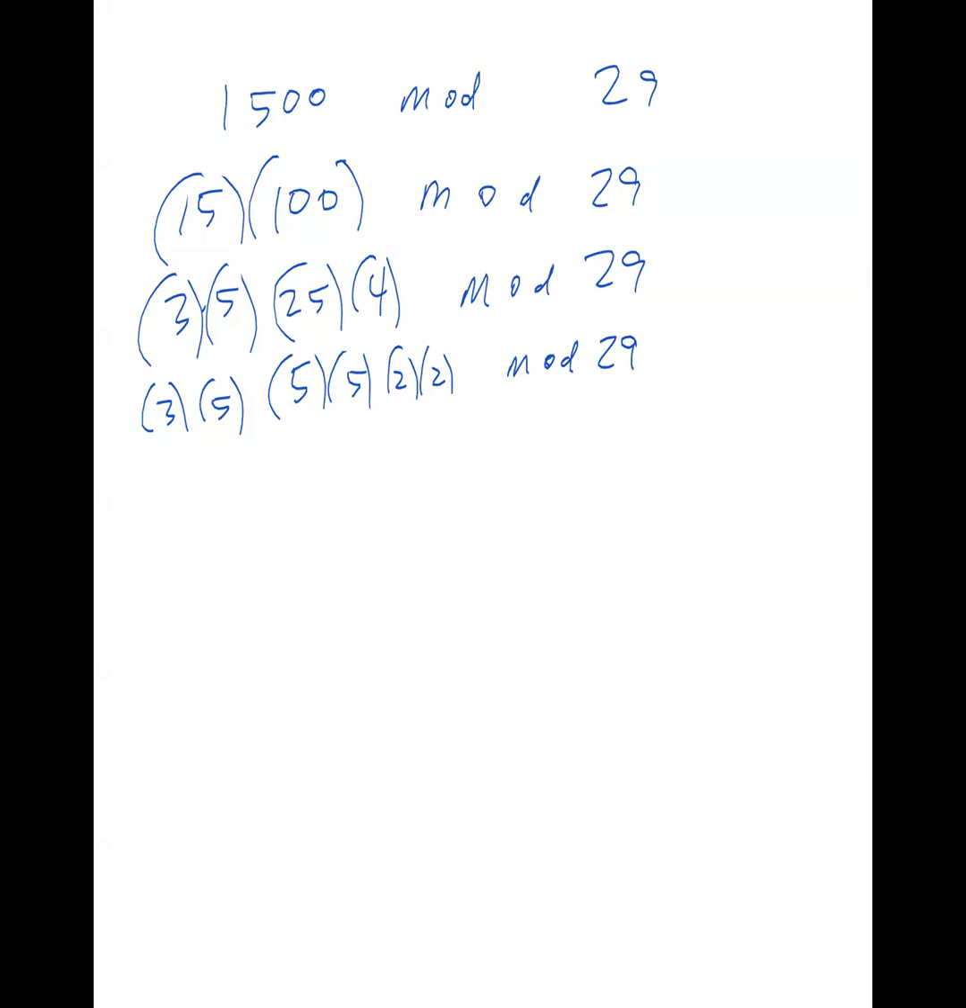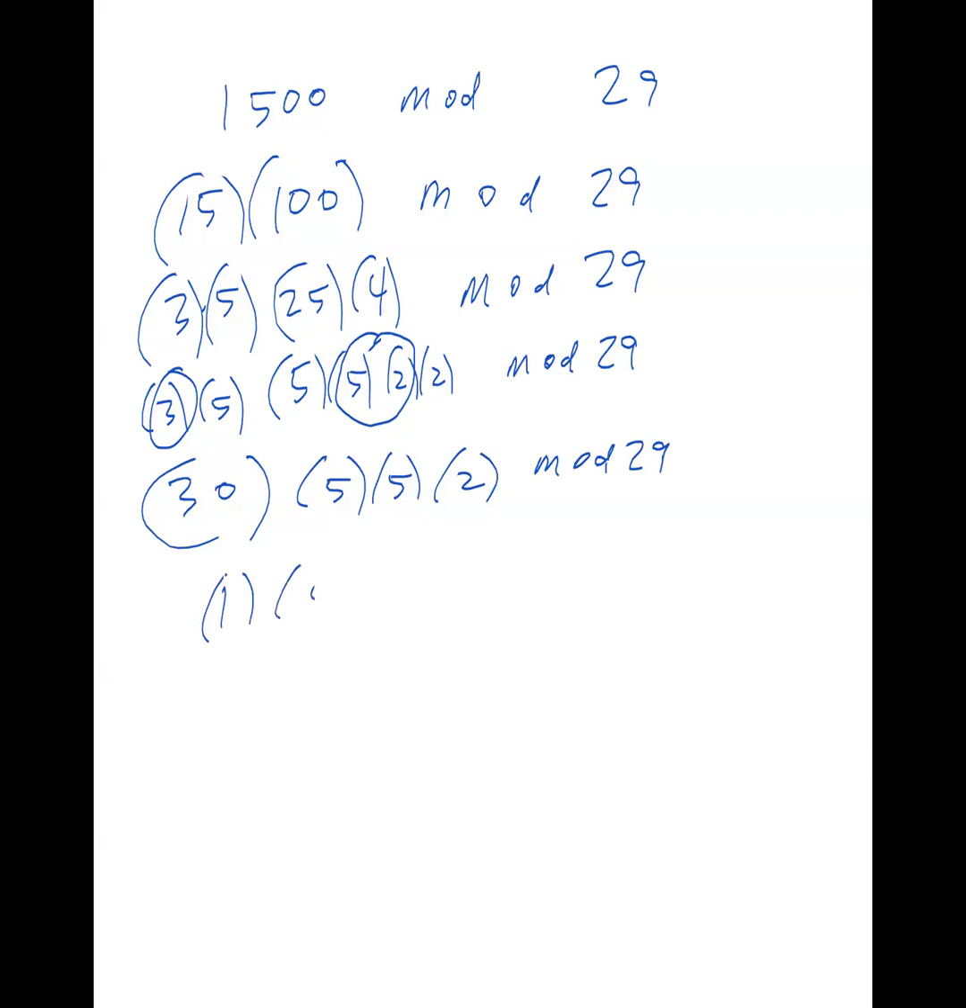Yeah, exactly. If we did 5 times 2, which is 10, times 3, that would make 30. So let's combine the 5, 2, and the 3 together. That'd be 30. And then what would we have left over? We'd have the other 5 and the other 5, and then the other 2, right? So what is the remainder of 30 when you divide by 29? How much is left over if you subtract 29 from 30? 1, right? So replace the 30 with the 1. And then you'll just have 5 times 5 times 2, mod 29.